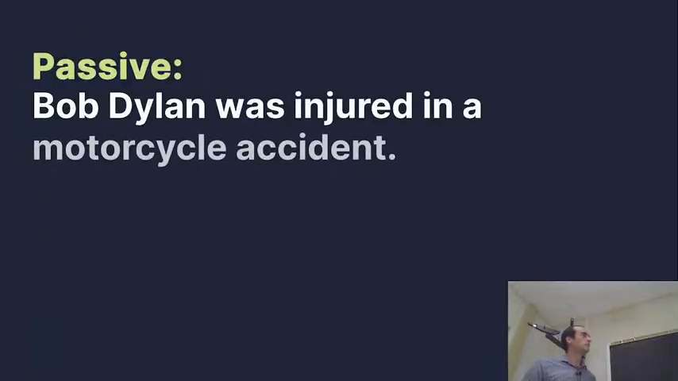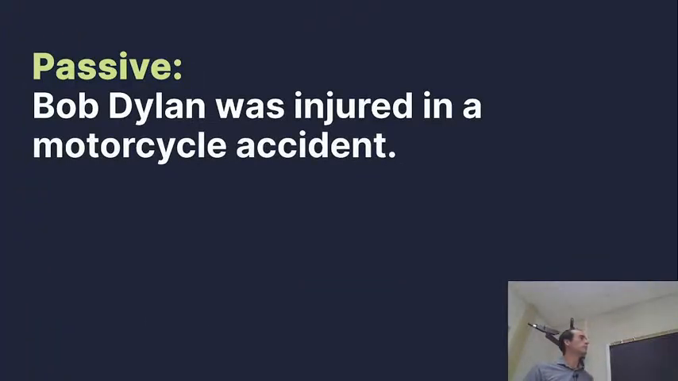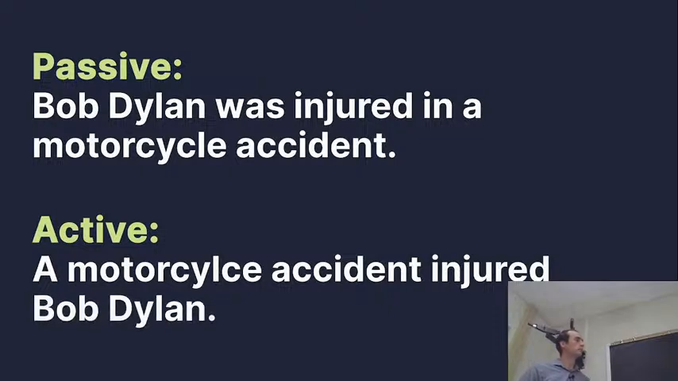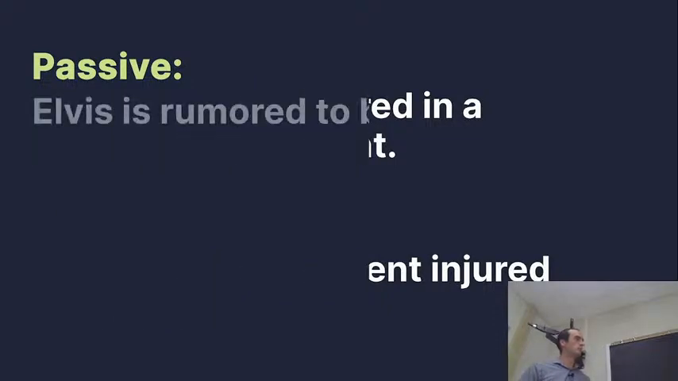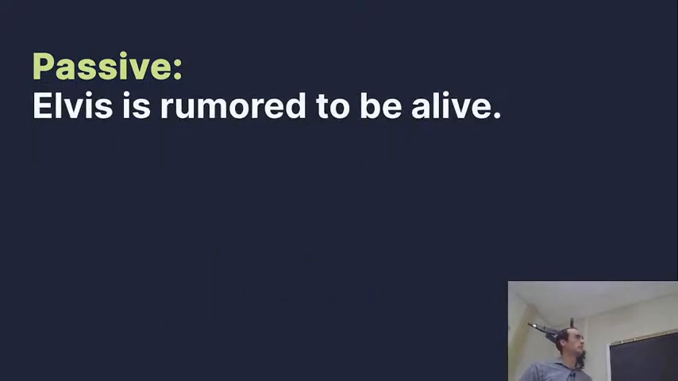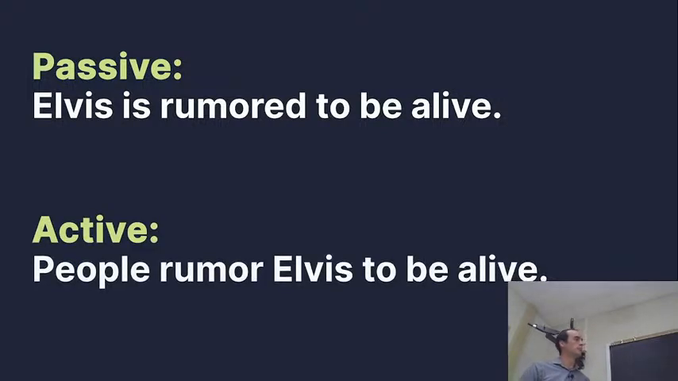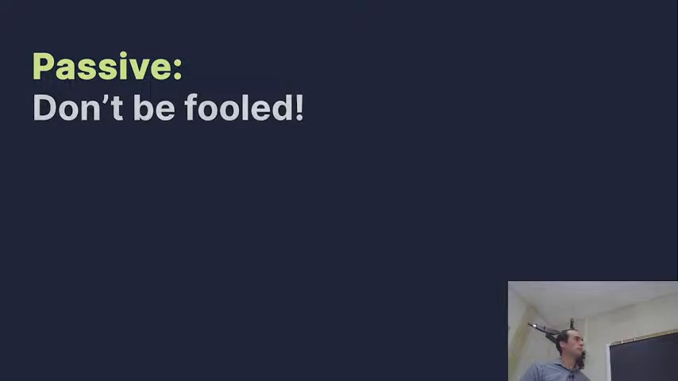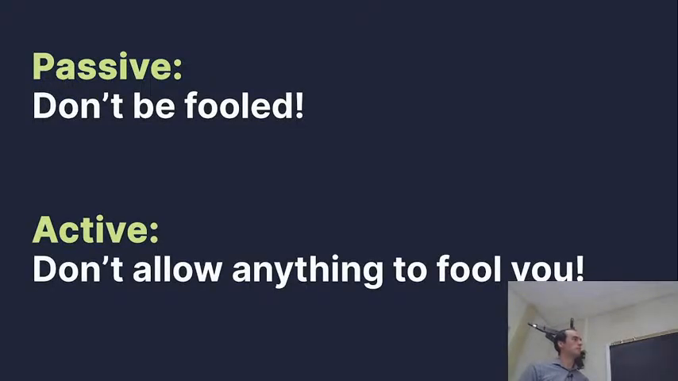Let's now look at scenarios where you want to keep the focus on an action and/or the recipient of the action. In each of the sentences I'm about to read, the passive voice is natural and clear for one of the reasons I previously shared. Passive. Bob Dylan was injured in a motorcycle accident. Active. A motorcycle accident injured Bob Dylan. Passive. Elvis is rumored to be alive. Active. People rumor Elvis to be alive. Passive. Don't be fooled. Active. Don't allow anything to fool you.